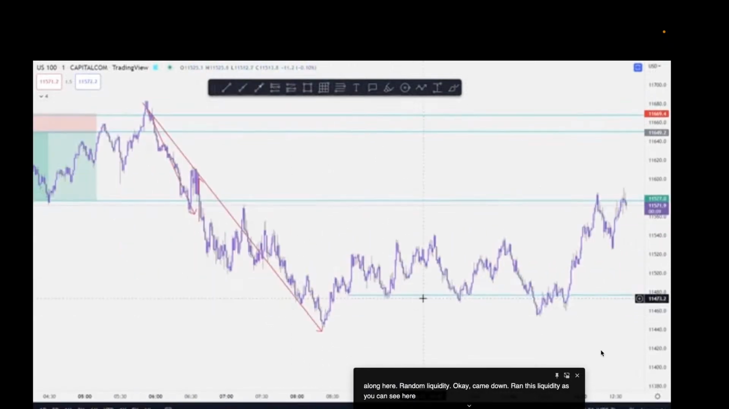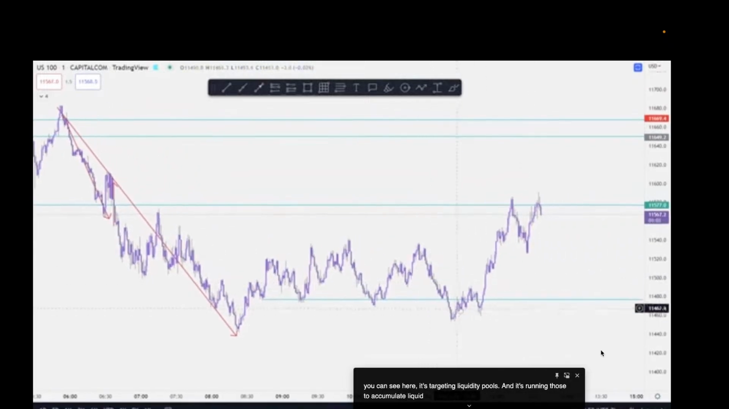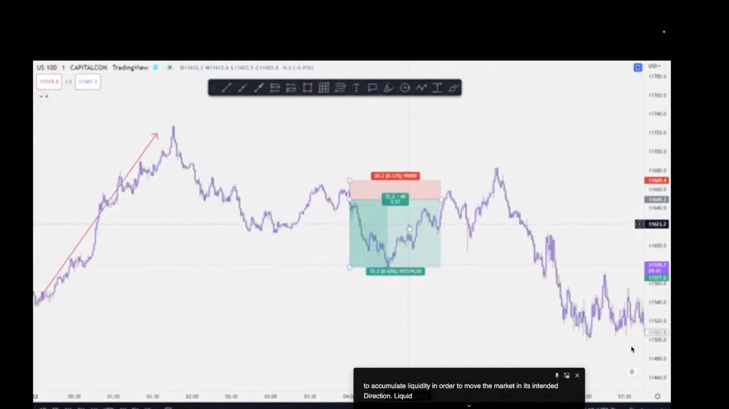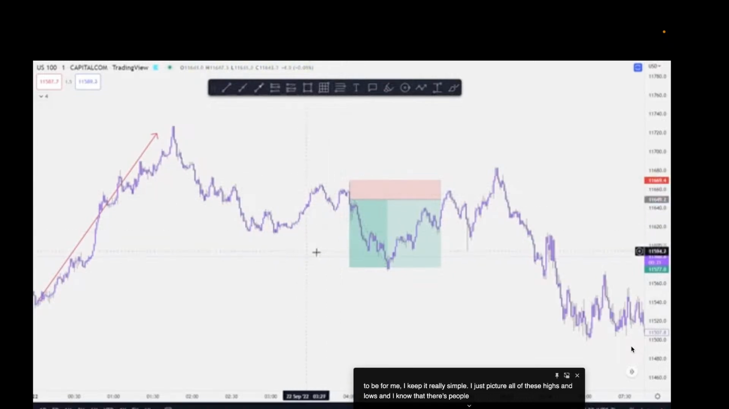As you can see here, it's targeting liquidity pools and running those to accumulate liquidity in order to move the market in its intended direction. Liquidity can be as complicated or as simple as you want it to be. For me, I keep it really simple. I just picture all of these highs and lows, and I know that there are people's stop losses sitting there.